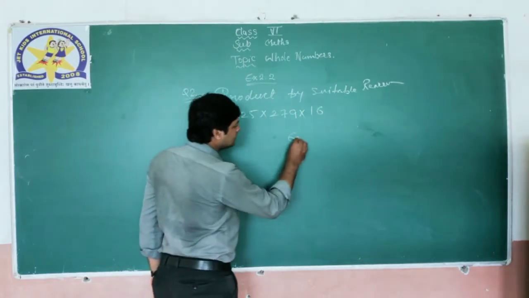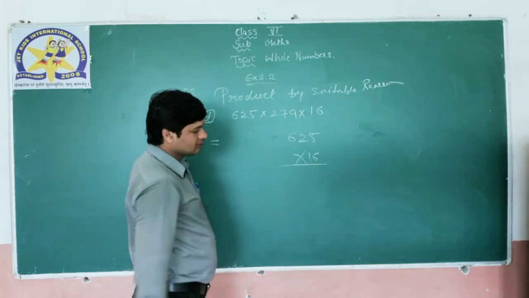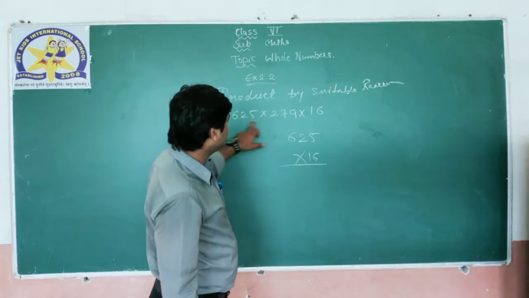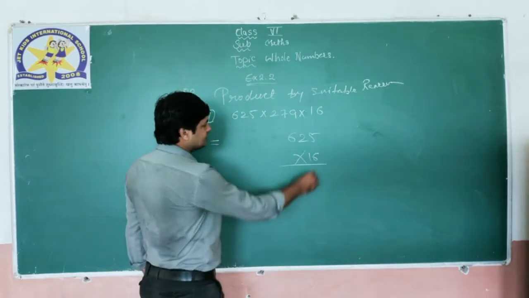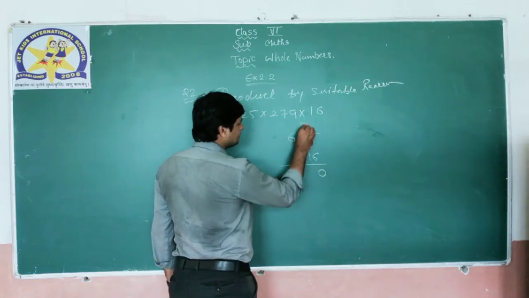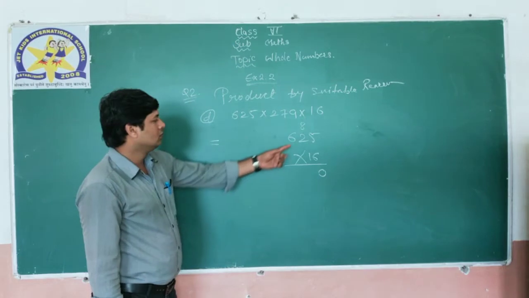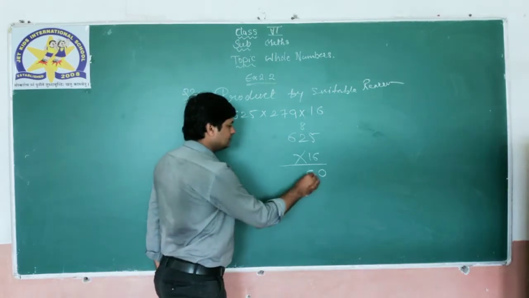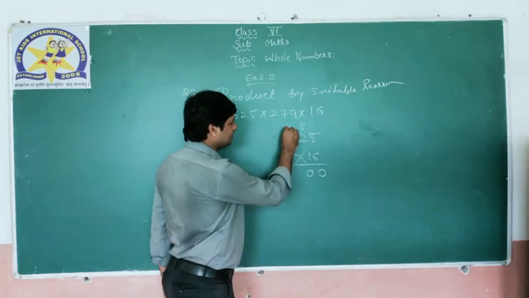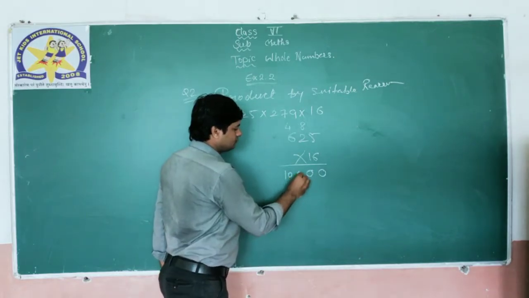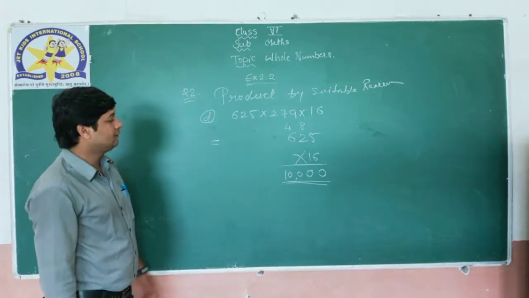So if I am multiplying 625 by 16, which answer will we get? Okay, tell me. 16 times 5 is 80. 16 times 2 is 32, 32 plus 8 is 40. 16 times 6 is 96, plus 4 is 100. So our answer will be 10,000.